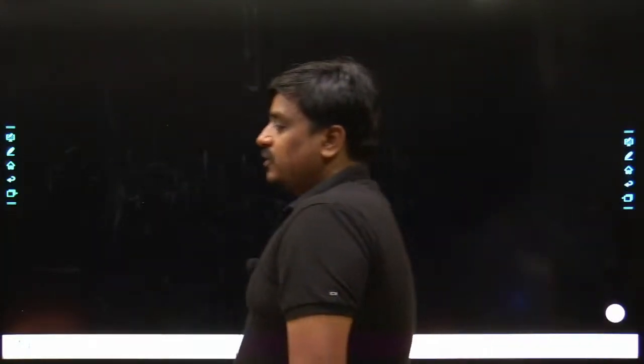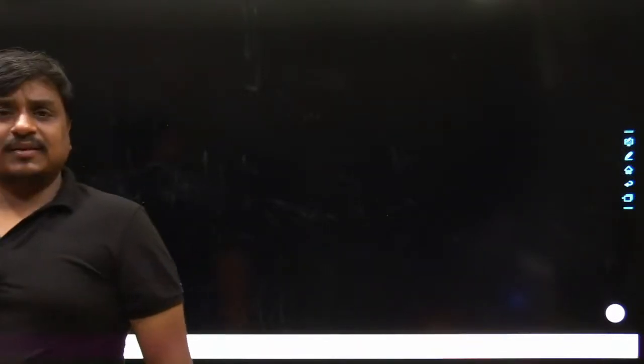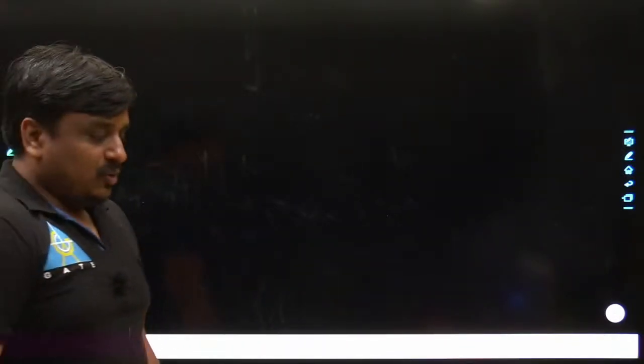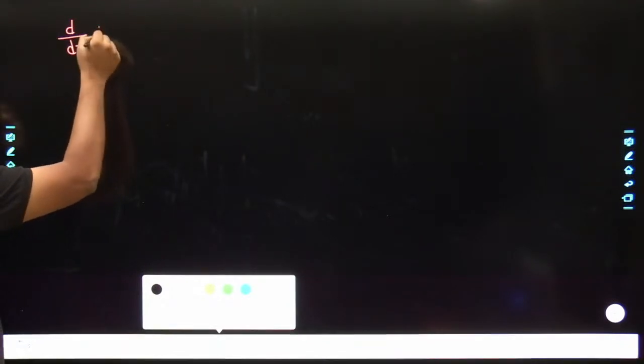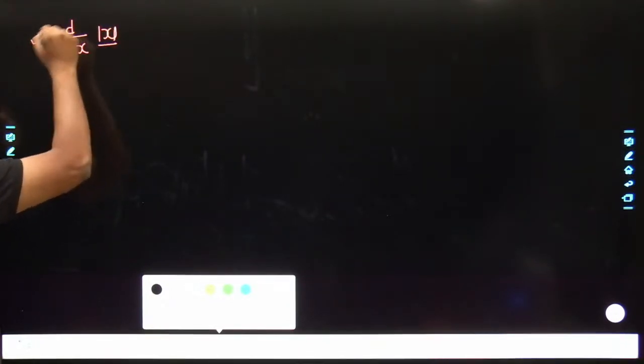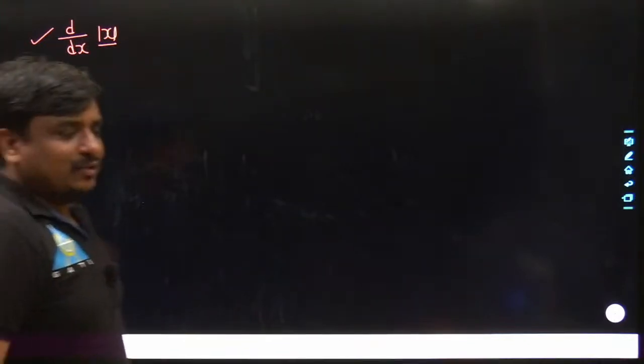Now let me move forward into the next concept. May I know what concept it could be? Let me focus on the differentiation. For the time being, I have taken the differentiation of a modulus function. It is mod of x.